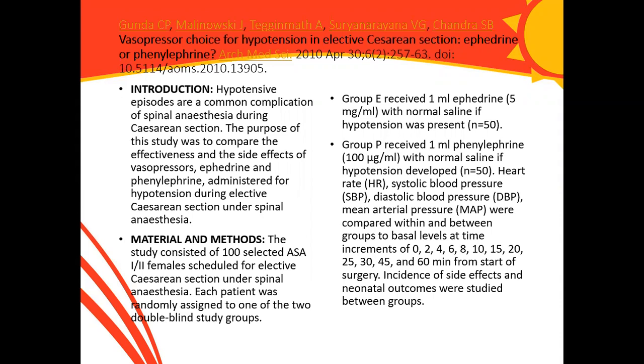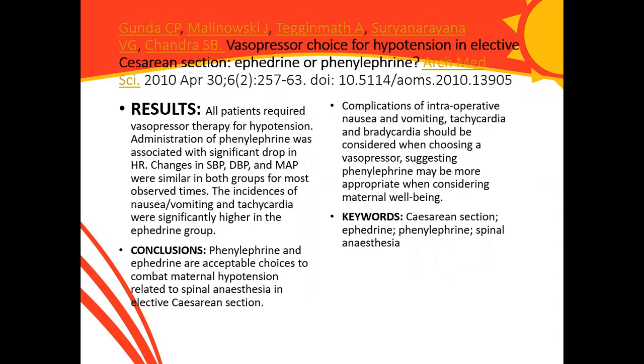All right, Group E received ephedrine, while Group P received phenylephrine in equipotent doses. Heart rate, systolic blood pressure, diastolic blood pressure, and mean arterial pressure were the parameters that were compared, within and between the groups, to baseline level at time increments of 0 to 60 minutes from the start of surgery. Incidence of side effects and neonatal outcomes were also studied between the 2 groups.